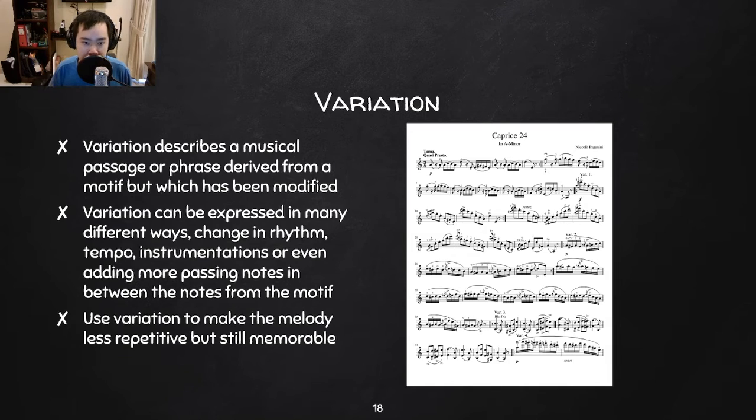And so that's what good variation is. It's the motivic idea, and you can still hear it clearly. However, it's been changed in some way that makes it a lot more interesting to listen to and to play. And that's just one way that you can change up or develop your motivic idea. Okay? And like I said, use it to make it less repetitive, but still very memorable.